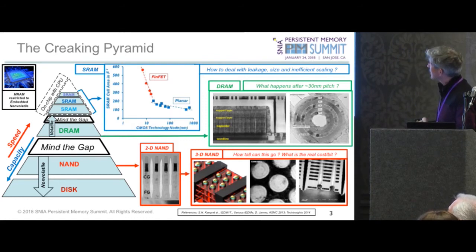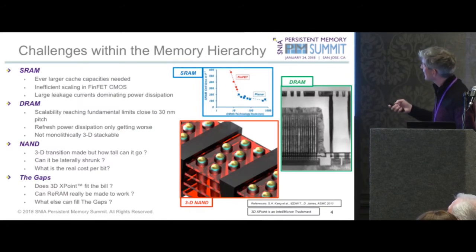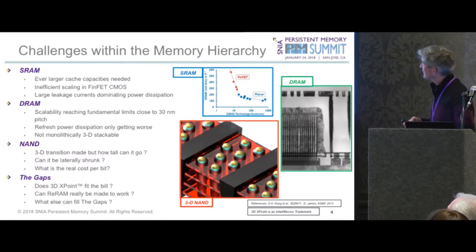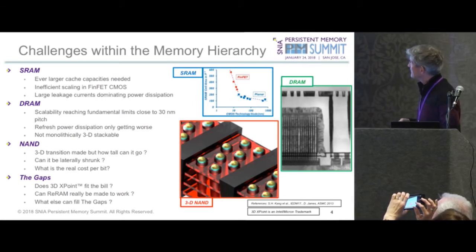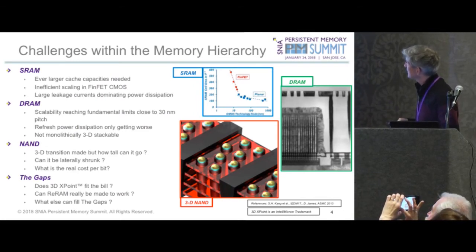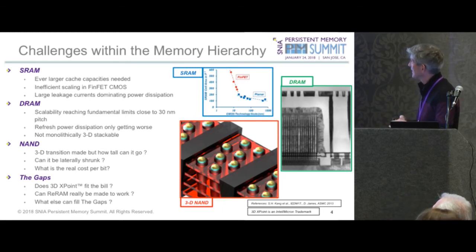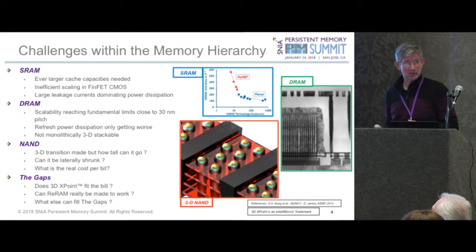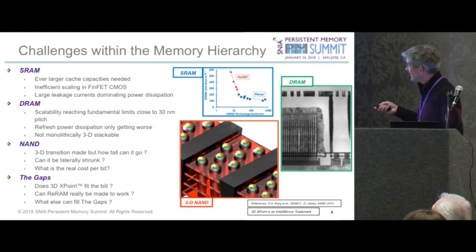So here are the challenges within the memory hierarchy summarized. SRAM: ever larger caches required, inefficient scaling of the FinFET CMOS for SRAM layout, large leakage currents dominating power dissipation. DRAM: scalability reaching fundamental limits, refresh power dissipation only getting worse, and it is not monolithically 3D stackable, unlike NAND was or is. NAND, I won't talk too much about that because I don't think it's going to take over NAND. And then the gaps. Does 3D XPoint fill the gap, fit the bill for filling the gaps? Can ReRAM really be made to work? And what else can fill the gaps?